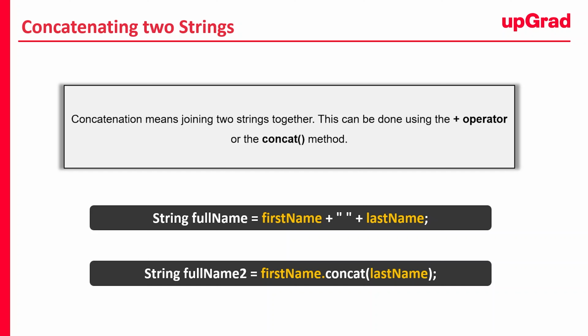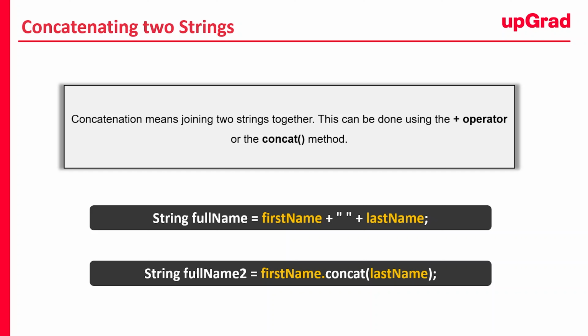As we can see on the screen, string fullName equals firstName plus lastName, and in between there are double quotes to add some space. In the second method, as we can see, firstName.concat(lastName). The output of both of these would be the same. Now this is a basic example, a syntax example of it.